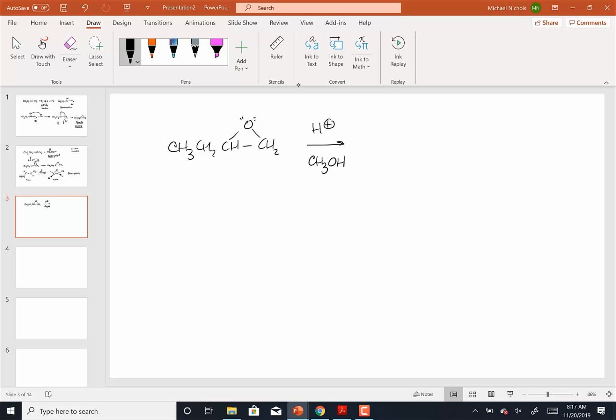So if I'm going to react this epoxide with H plus, what's my first step in the mechanism? I'm going to protonate the oxygen, right? Anytime you have an oxygen-containing species and you add acid to it, the first step you do is protonate the oxygen. Okay? So I'm going to protonate that oxygen. And that's going to form an oxonium ion.